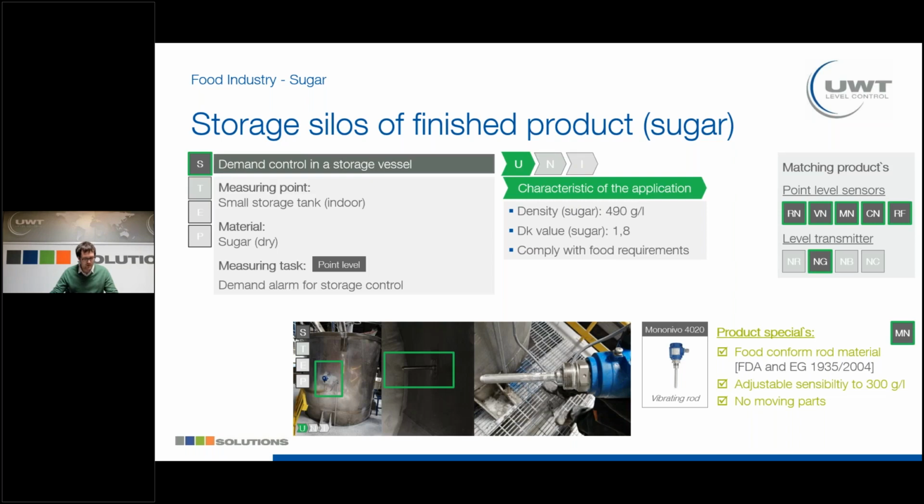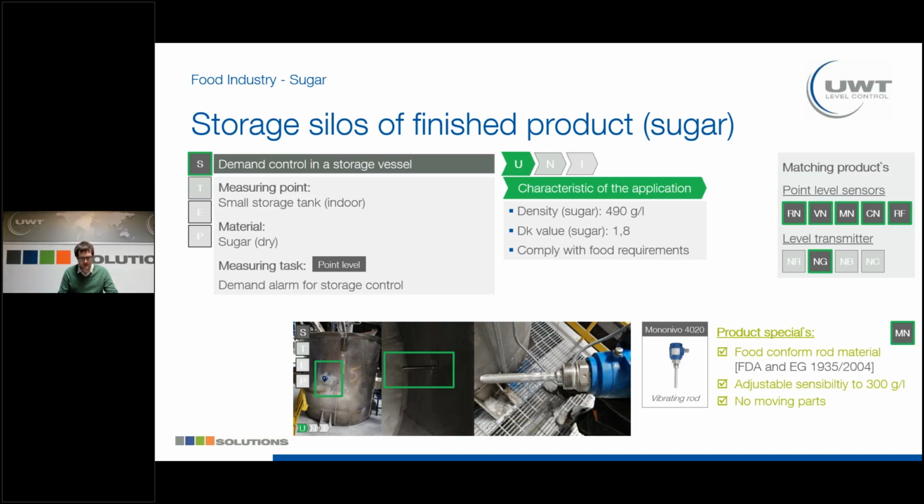We have a demand for an alarm for storage control here. It says uncomplicated because we have a sensitivity of sugar of 490 grams per liter and a very low decay value. This low decay will pass through the complete presentation, so we have some tricky applications where we, of course, find a solution. In this application, it needs to be food-approved, and we also need a food-conform rod material here from the Mononivo. Of course, it's stainless steel, with an adjustable sensitivity.